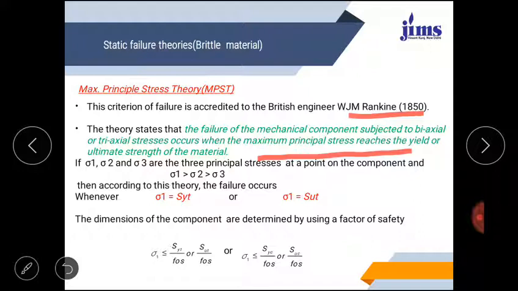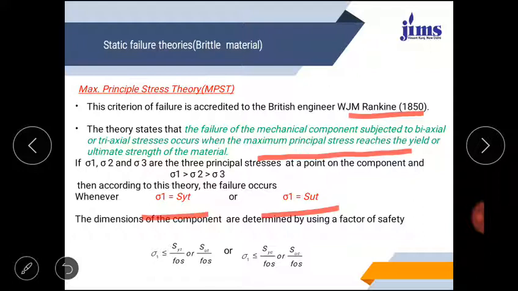If sigma 1, sigma 2, sigma 3 are the three principal stresses at any point of the component, and sigma 1 is greater than sigma 2, sigma 2 is greater than sigma 3, then sigma 1 is the maximum principal stress among the three. That should not go beyond SYT, the yield strength in tension, or SUT, the ultimate tensile strength. By equating the maximum principal stress, we can get the dimension of the component. So sigma 1 should be equal to SYT or sigma 1 will be equal to SUT.